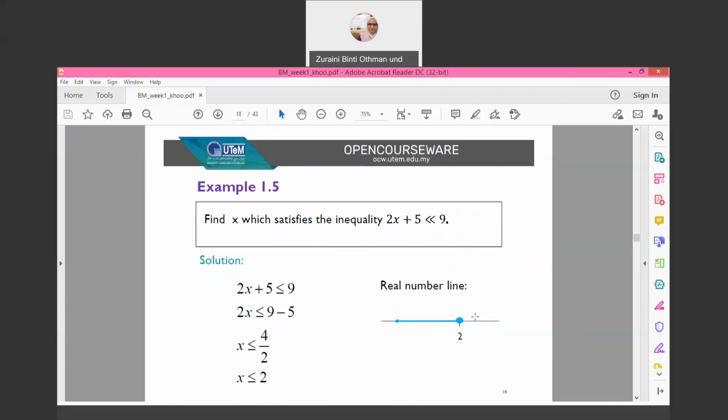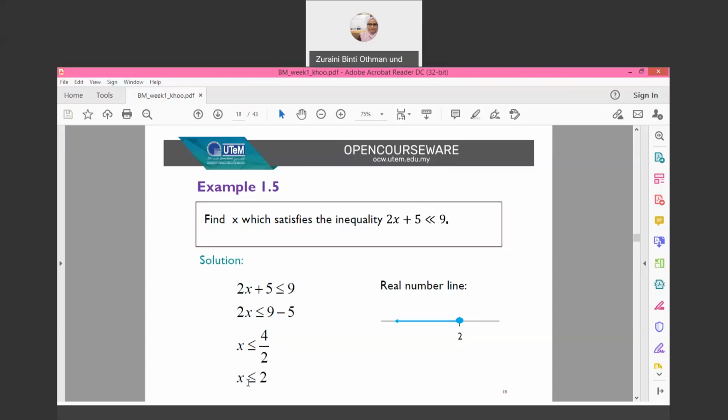Okay, so which x satisfy the inequality here? We want to find the value of x, then we have to rearrange this equation, then we'll get 2x is less or equal to 9 minus 5. Okay, so now here x is less or equal to 4 divided by 2, because we put 5 on the left side, minus 5, then it becomes 4, and when we put the 2 to the right side, it becomes 4 divided by 2, then the final answer is 2.